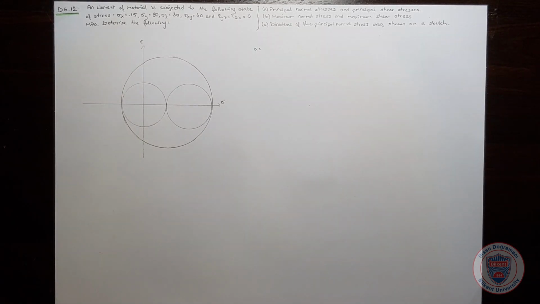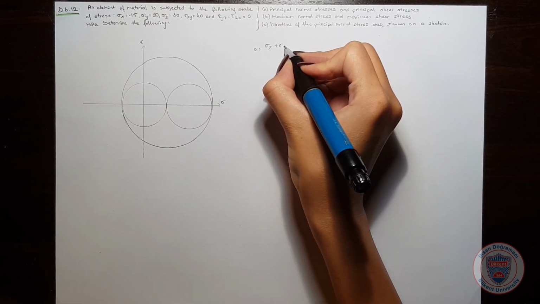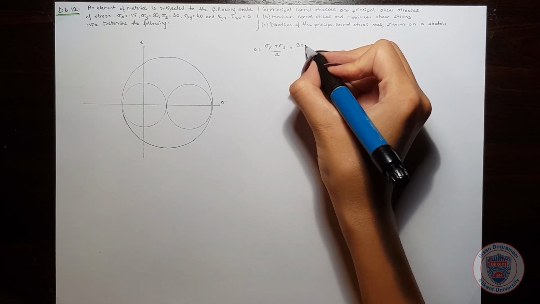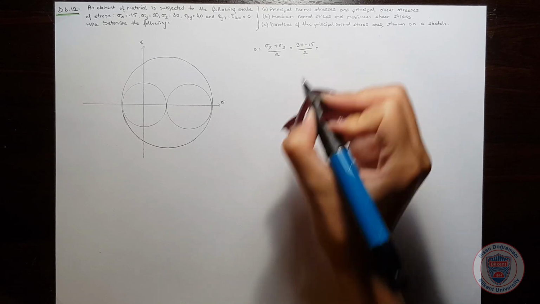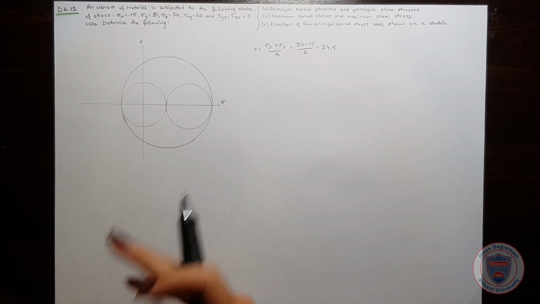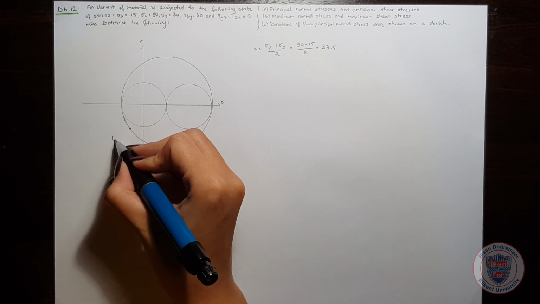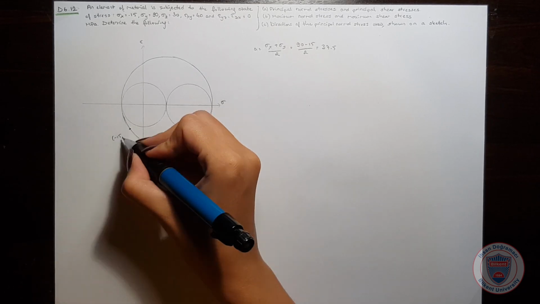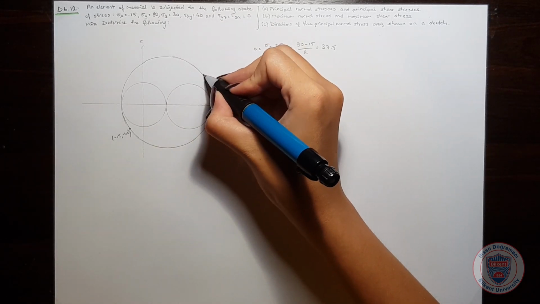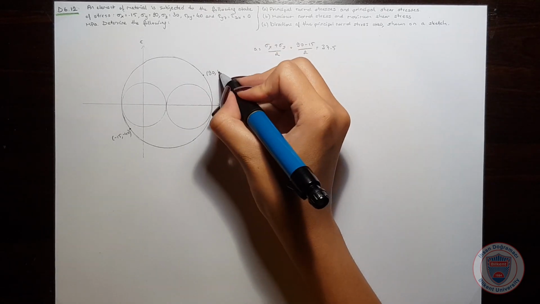Let's call it A. It will be equal to sigma x plus sigma y over 2, which is 90 minus 15 over 2, and it will give 37.5. And let's show sigma x and sigma y in the circle. Let's say this is the point minus 15, minus 40. And this is the point 90, 40.